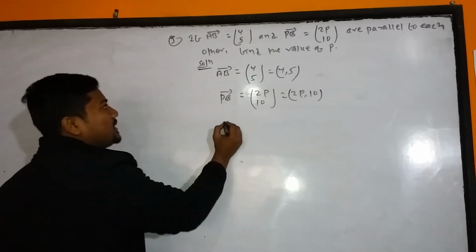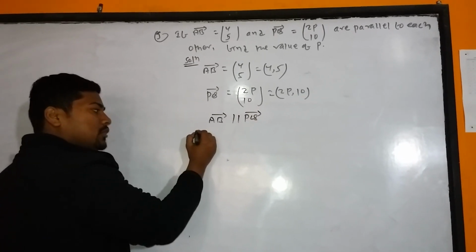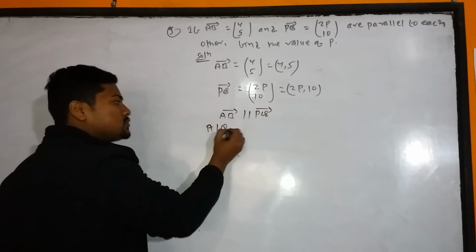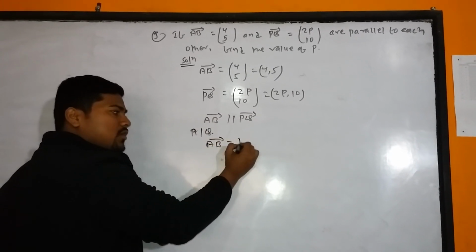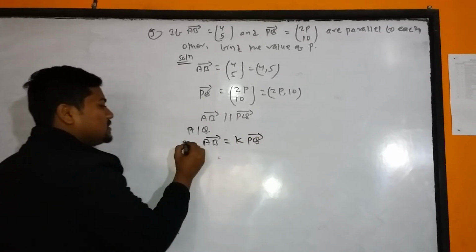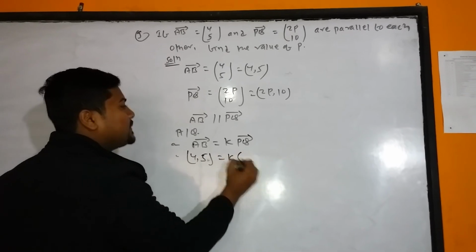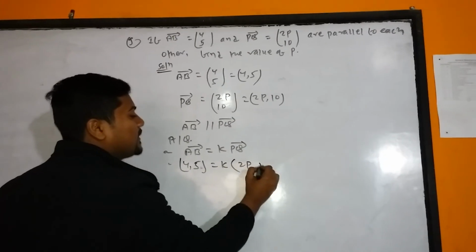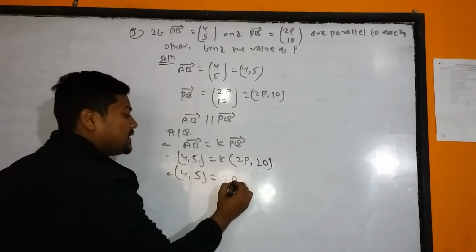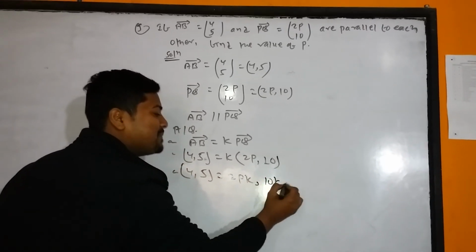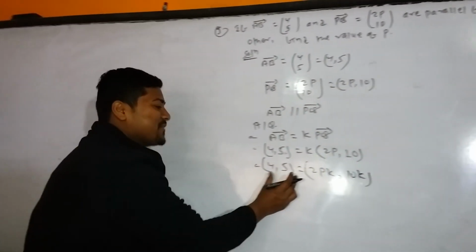So here AB vector is parallel to PQ vector. According to the question, we know the condition. If two vectors are parallel, then what is the condition? AB vector is equal to k times PQ vector. So now AB vector value is given 4, 5. K times PQ vector, whose value is given 2p, 10. Now we can multiply: 2pk, 10k. Equating the corresponding elements.